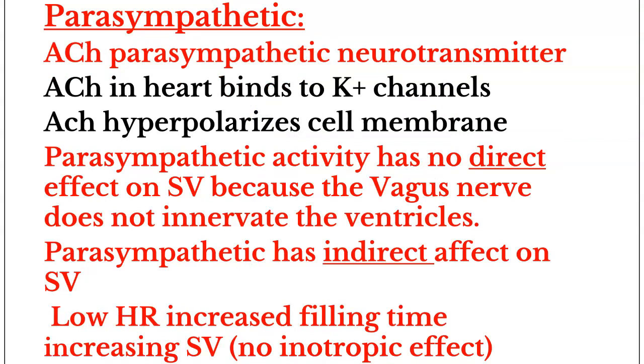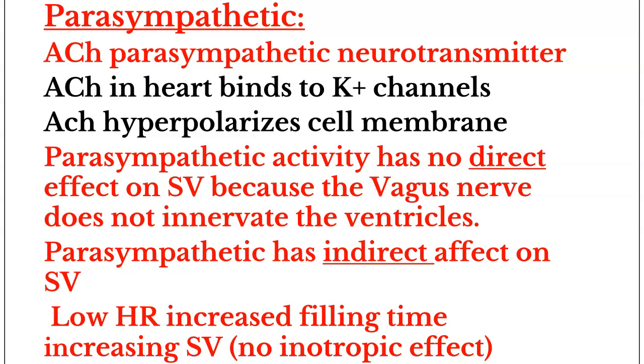Acetylcholine is the parasympathetic neurotransmitter. Acetylcholine in the heart binds to potassium channels and keeps them open longer, allowing more potassium to escape, making the cell more negative and effectively hyperpolarizing the cell membrane. So parasympathetic activity has no direct effect on the stroke volume because the vagus nerve does not innervate the ventricles. It only innervates the SA node, the AV node, and the atria.